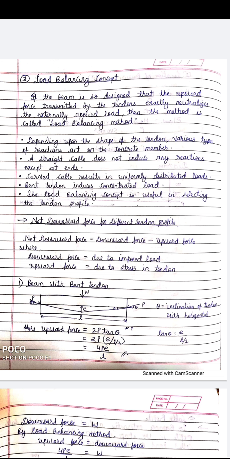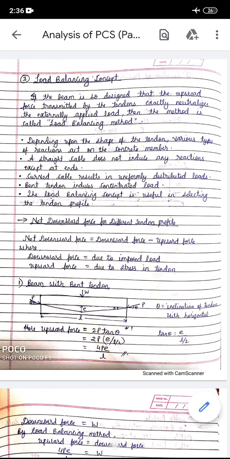So depending upon the shape of the tendons, various types of reactions act on the concrete member. For example, a straight cable does not induce any reactions except at the ends. That means if a cable is straight, you will have reactions only at the ends. A curved cable will result in uniformly distributed load. So if you have a curved cable, the upward pressure which it will induce in the member will be your uniformly distributed load. And if you have a bent tendon, it will induce a concentrated upward load.